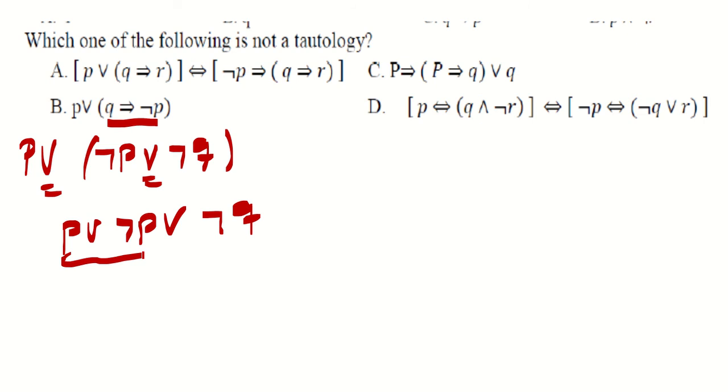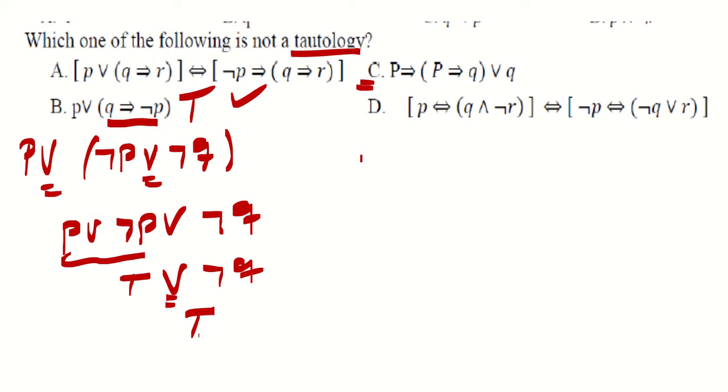P or negation P, in case of or, one of the two is necessarily true. So one true is enough. True or negation Q. True or negation Q is also true because it's or still. There is one true means everything become true. So it is tautology. Tautology means always true. This is also always true.